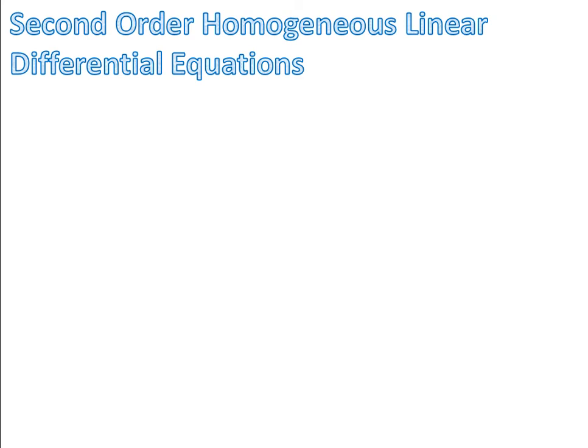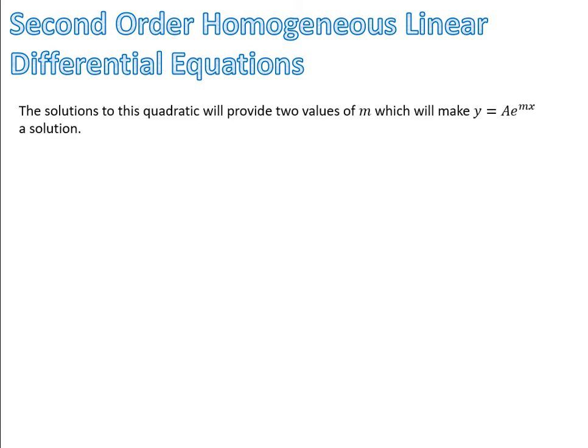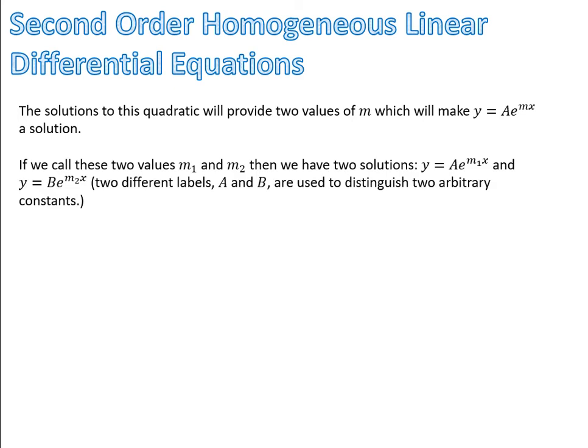That therefore means that the solutions to this quadratic will provide two values of m, which will make y equal to ae to the mx a solution. Okay, complicated? I told you. So if we call these two values m1 and m2, so they're different values of m, we're just going to call one of them m1 and one of them m2. Then we have the two arbitrary solutions: y equals ae to the m1x and y equals be to the m2x.